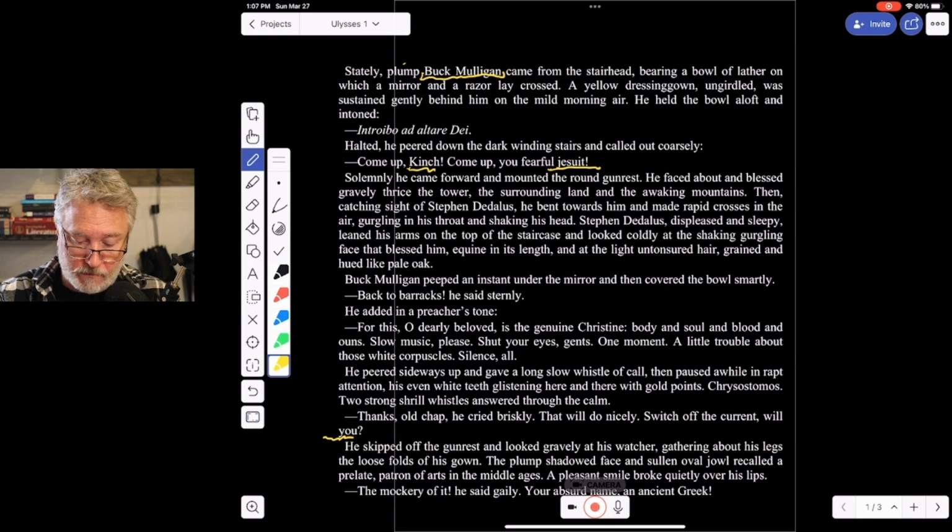We'll go on. Buck Mulligan peeped an instant under the mirror and then covered the bowl smartly. "Back to barracks," he said sternly. He added in a preacher's tone, "For this, O dearly beloved, is the genuine Christine, body and soul and blood and ouns. Slow music, please. Shut your eyes, gents. One moment. A little trouble about those white corpuscles.